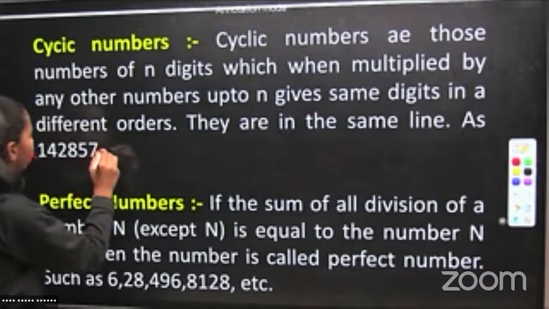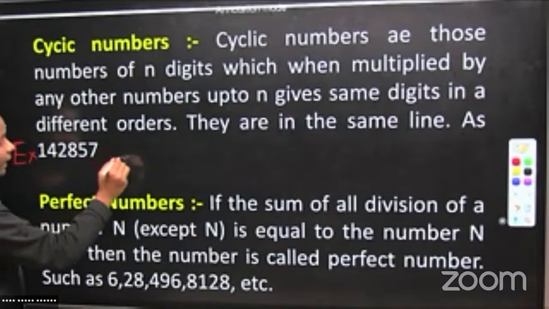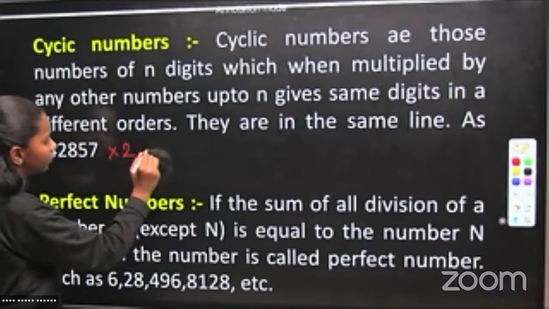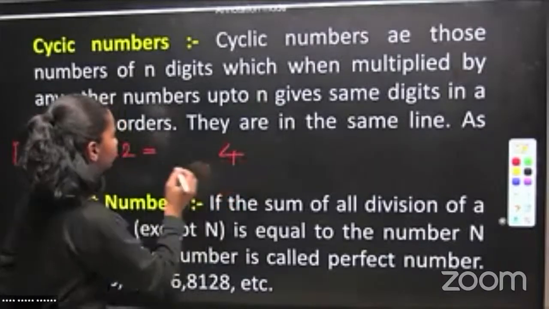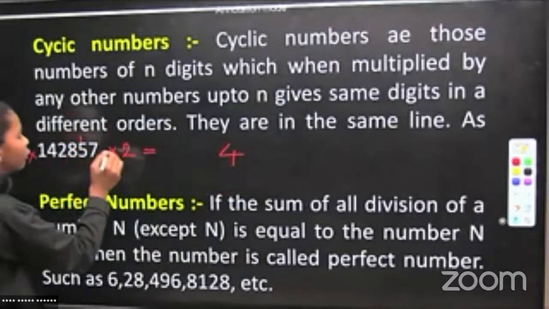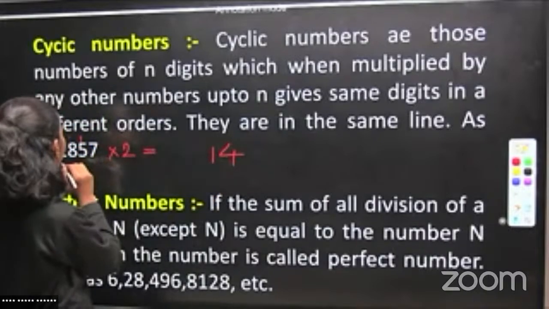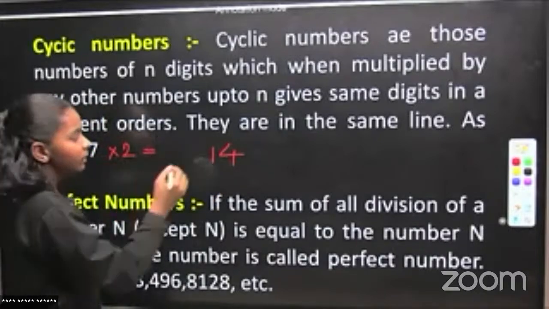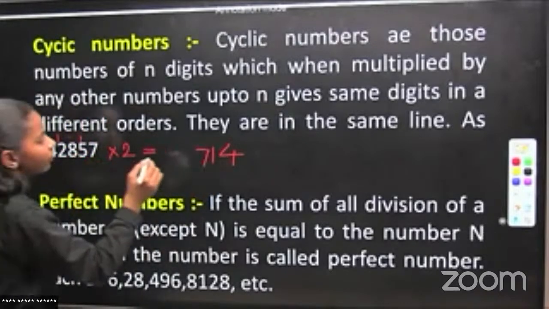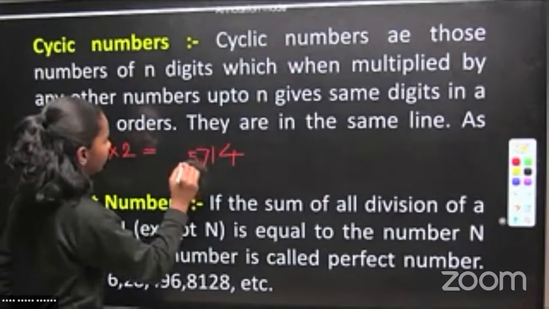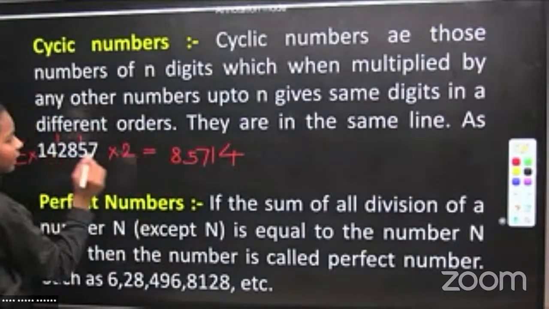Example: 1,42,857 is multiplied by 2. Then 2 sevens are 14, write 4, carry 1. 2 fives are 10, plus 1, 11, write 1, carry 1. 2 eights are 16, plus 1, 17. So 7, carry 1. 2 twos are 4, and 1, 5. 2 fours are 8, and 2 ones are 2.